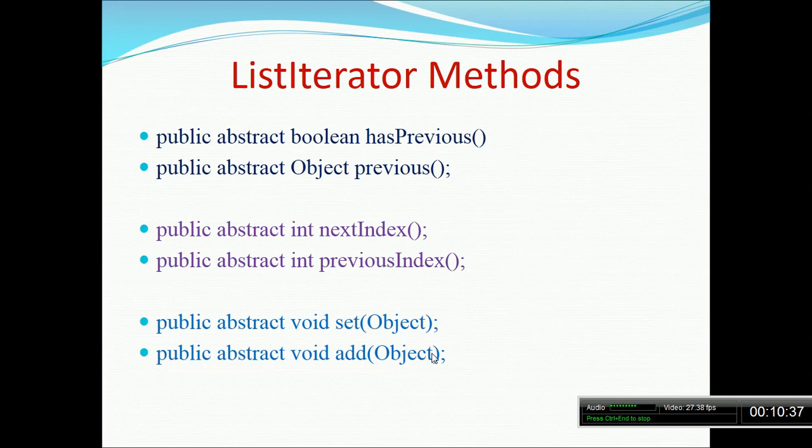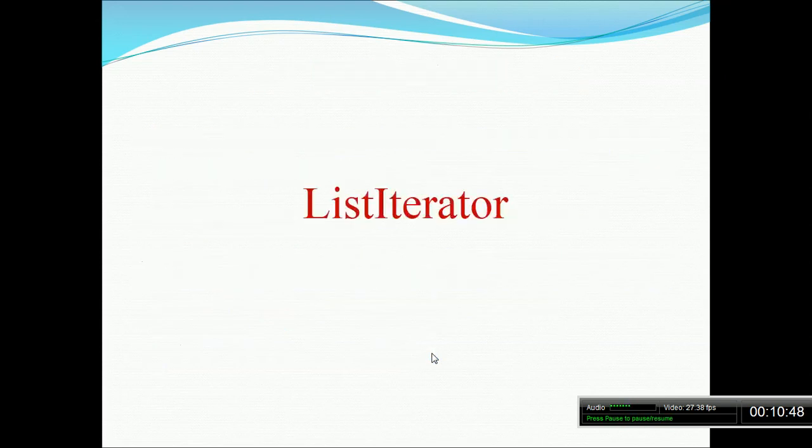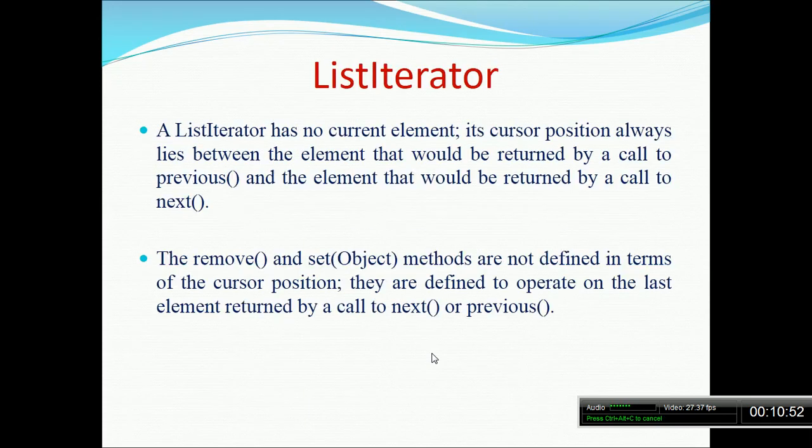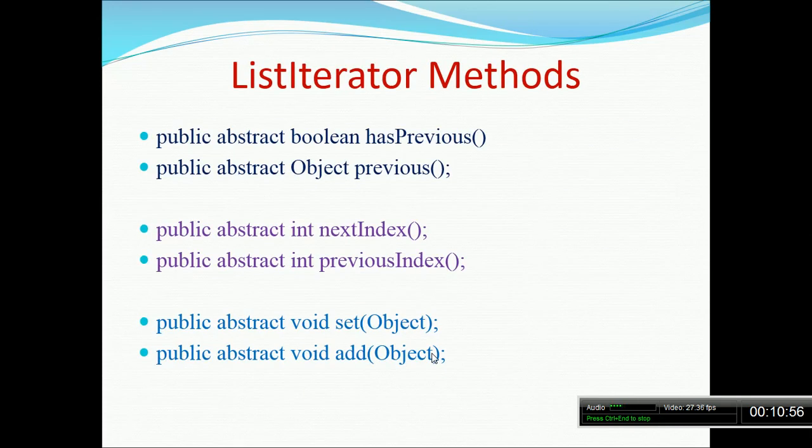In previous index, return the previous index in the same fashion. We have void set and we have void add. It is used to set and add an object. Now again, in the iterator or list iterator we have not seen any example, because it is meant to work on the collection. So whenever we start with a collection, we will see an example of how the iterator and the list iterator methods work to iterate a collection.